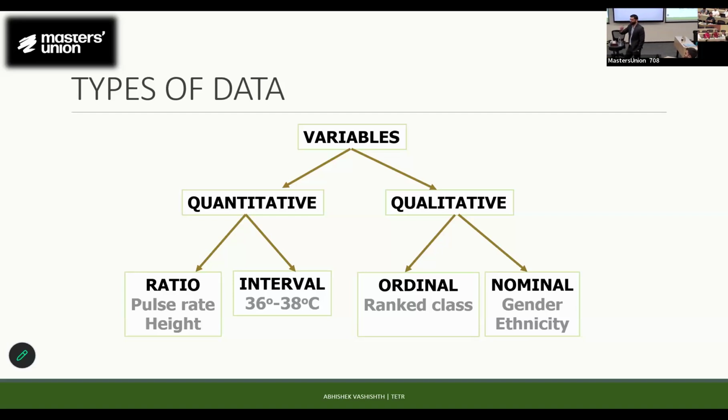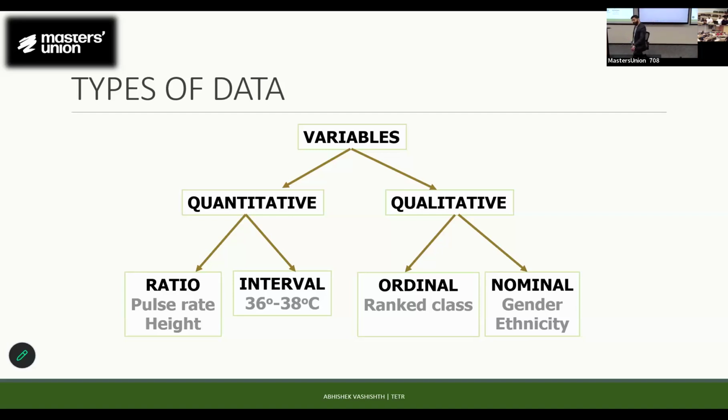I mean, I repeat it. Ratio is something where absolute zero makes no sense. Let's say, for example, height. Somebody's height is zero. Does it make sense? That means that person is not there. Right? Weight data. Somebody's weight is zero. Pulse, zero. That means it is zero. Not there now.